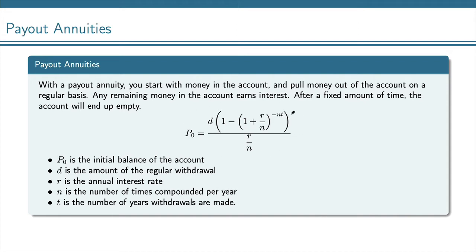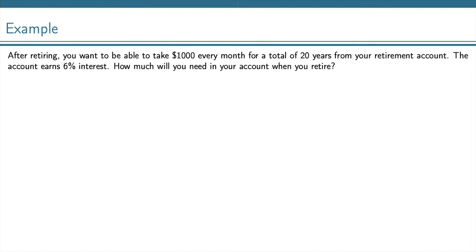So this is the formula, and we might solve for the deposits, we might solve for this initial amount. We could solve for lots of different things here. Let's just go ahead and do an example. After retiring, you want to be able to take $1,000 every month for a total of 20 years from your retirement account. The account earns 6% interest. How much will you need in your account when you retire? So our payout annuity formula, P naught equals D times 1 minus 1 plus R over N to the negative NT over R over N.